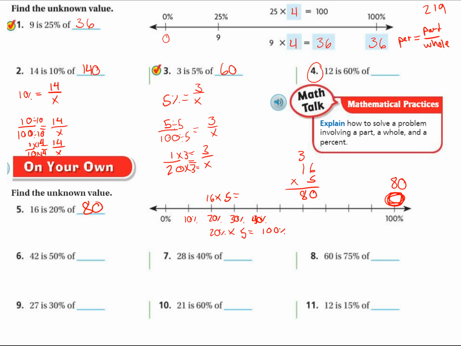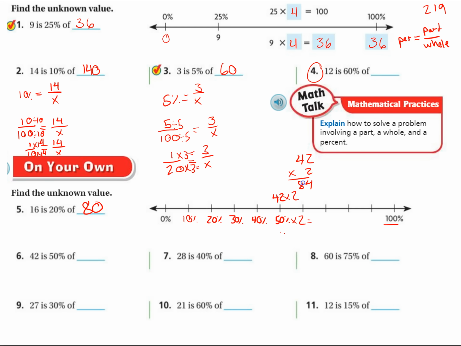So again, that's showing how to use the number line to solve these problems as well. Again, another excellent way of solving them. And in fact, you can make as many number lines as you want, but I'm going to use this same number line to solve number 6 as well. So again, these are each 10%: 10, 20, 30, 40, 50, and 42 goes above the 50. To get 50 to 100, I have to multiply it by 2. So I multiply the top number by 2 as well. 42 times 2 is going to be 84.